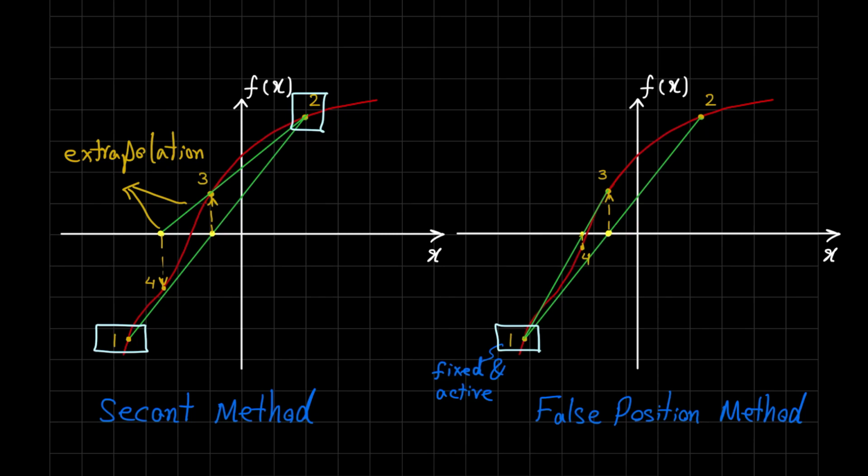Also, false position converges less rapidly than the secant method, but it is more certain. So we know that we approach the root. But for the secant method, in some circumstances, you may not converge to the root, which is not the scope of this video.